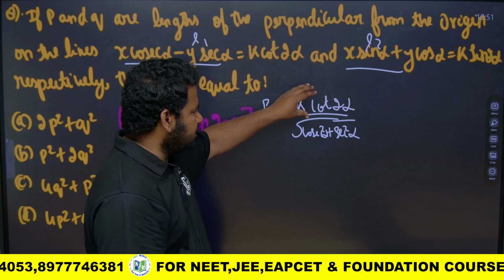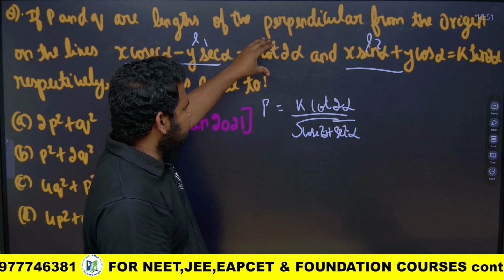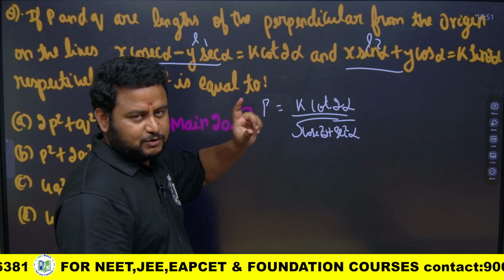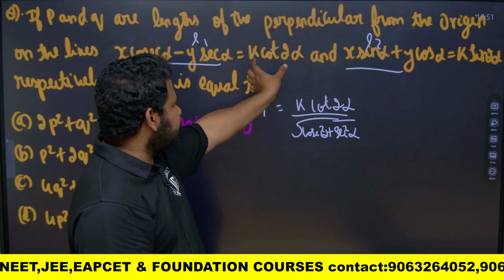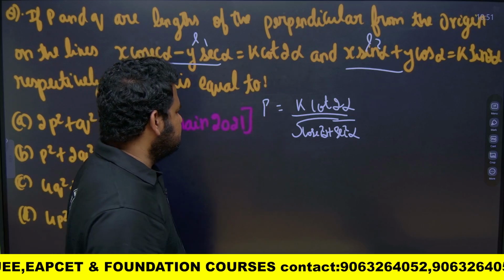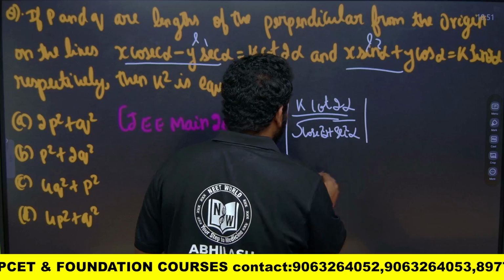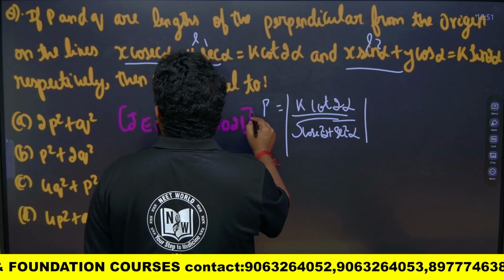This k cot 2 alpha I got because I am taking only the value of the constant, because the distance from the origin is modulus of c by square root of a square plus b square. Here c is nothing but k cot 2 alpha. That is what I have taken, within the modulus sign. Okay, no problem. Now this is the distance P.